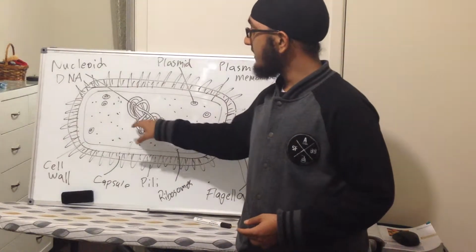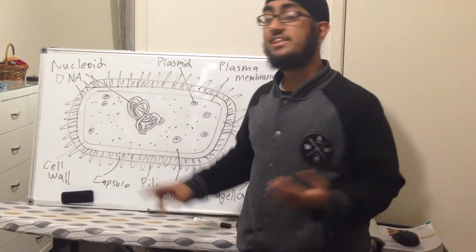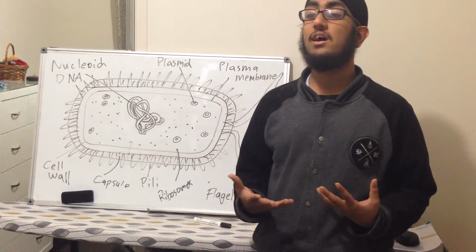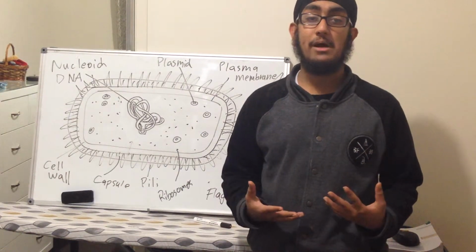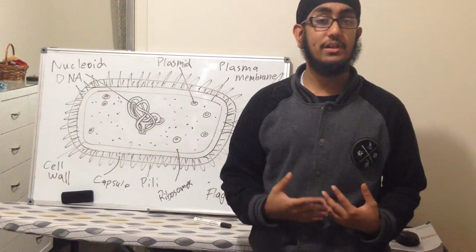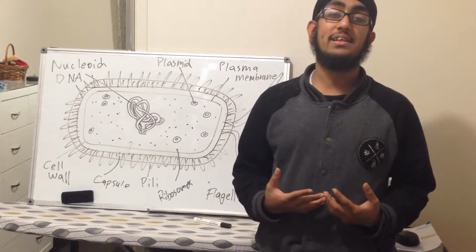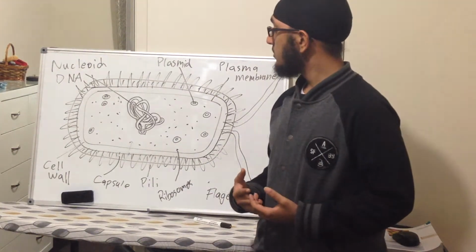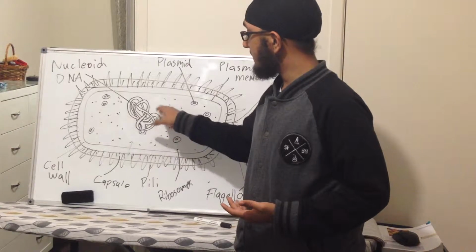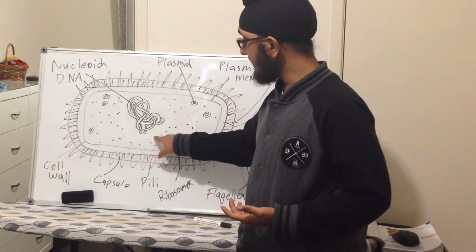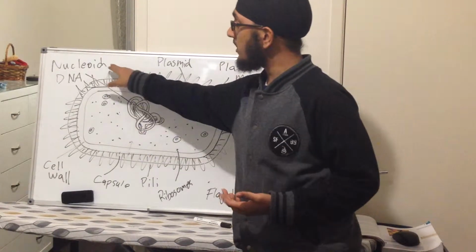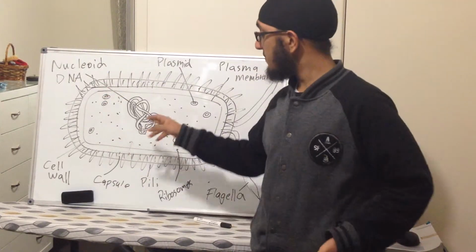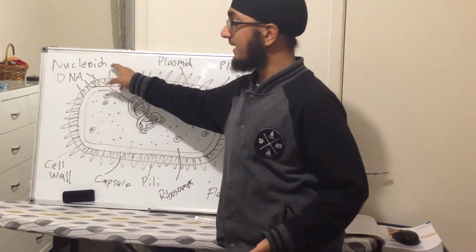Our next key structure is the nuclear DNA, so the genetic material. As I've said before, genetic material is not membrane bound, and prokaryotic means before the nucleus was formed. So prokaryotic cells have no nucleus. So this genetic material, which is here, the region that it's in is called the nucleoid region. Hence the name of the DNA, nucleoid DNA.